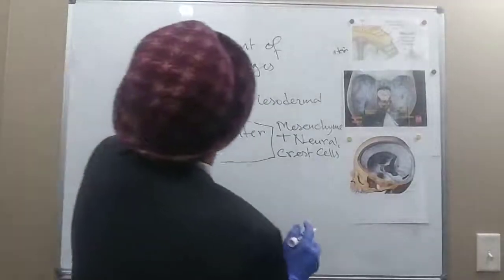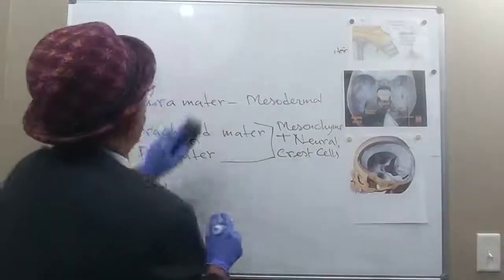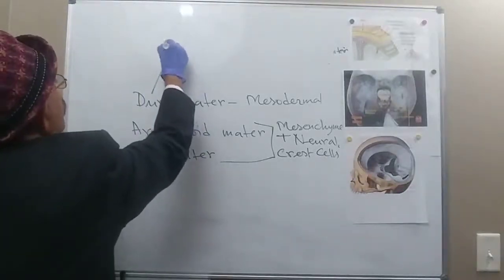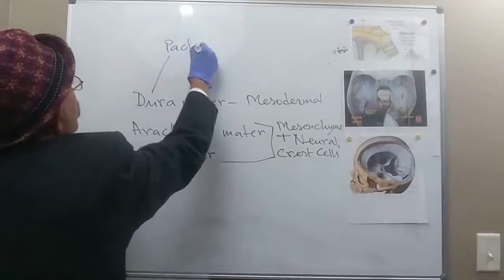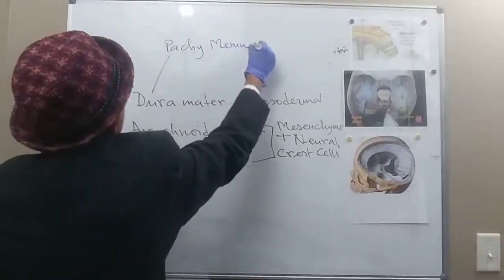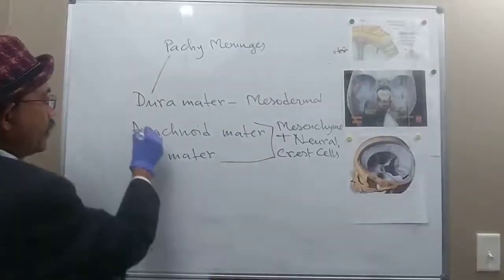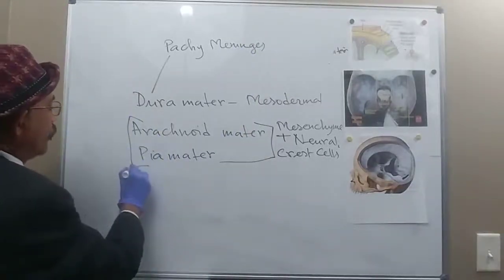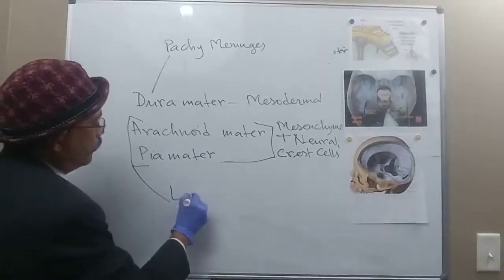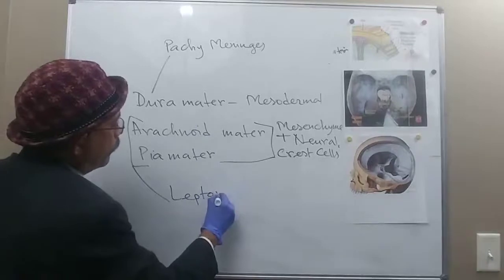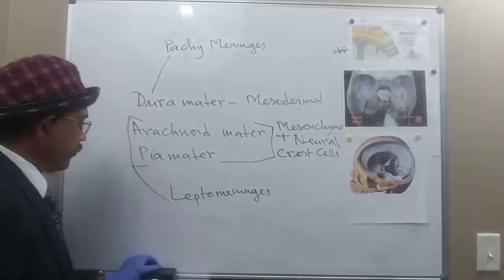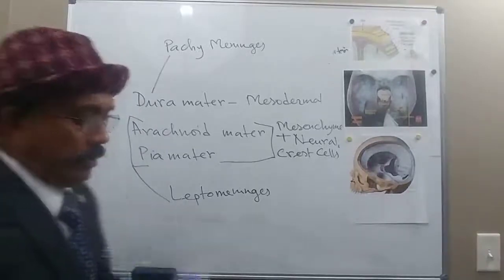We have two more terminologies. The dura mater we call the pachymeninges. The arachnoid mater and pia mater together we call the leptomeninges. So we covered the meninges of the brain.